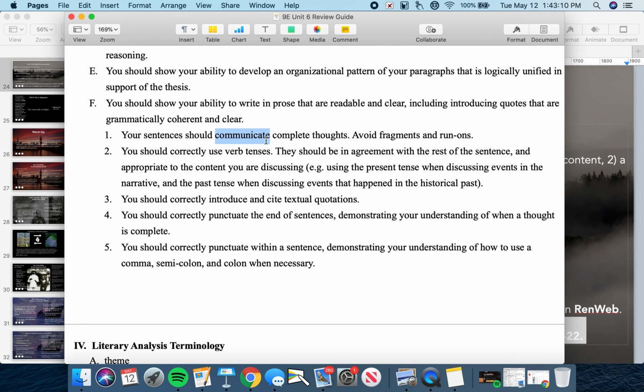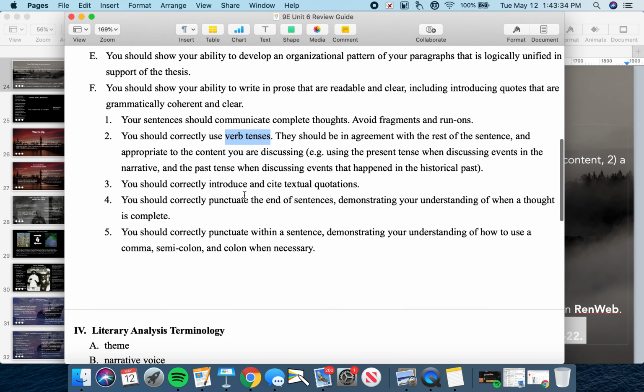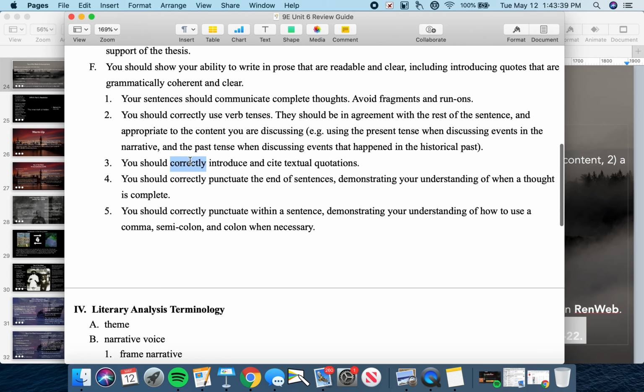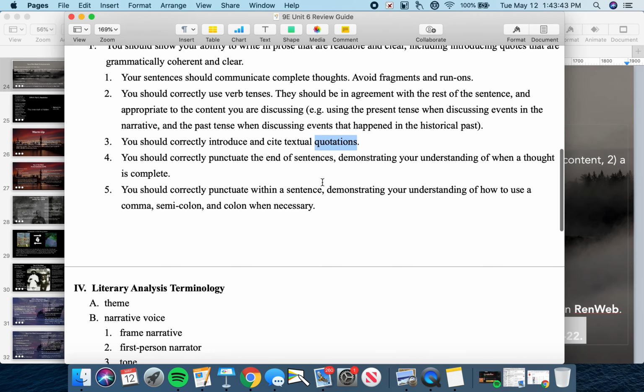your sentences communicate complete thoughts, you're correctly using your verb tenses. When you're talking about events that are happening in the story, you're using the present tense because it's happening as we read and engage with the text. But when you're talking about events from, say, Joseph Conrad's life or day and age or a period of history, then you use the past tense. Why? Because it happened in the past. So very reasonable kinds of choices to make. Make sure that you're using your verb tenses consistently and appropriately. Make sure you are introducing and citing your textual quotations, with the page number that your quotations are coming from.